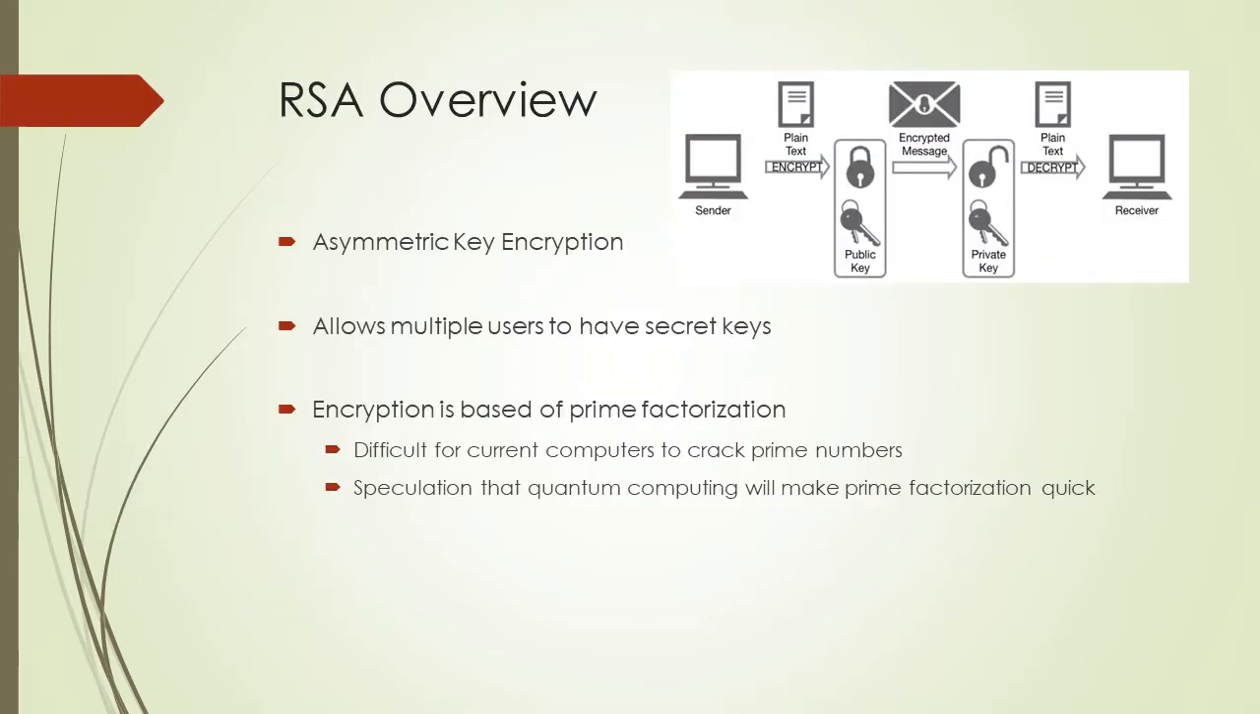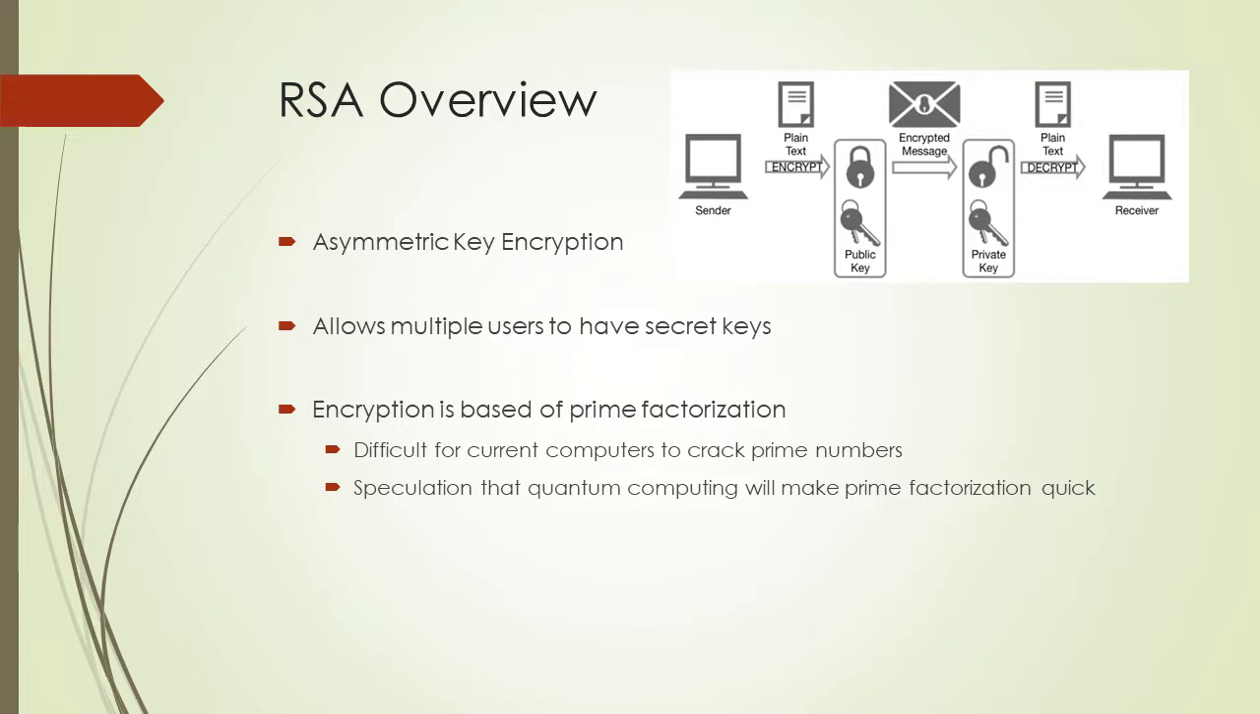First off is just a basic overview. RSA, as most of you will know, is an asymmetric key encryption, which means that the users will have separate public and private keys. Public keys are given out to let other users encrypt a message for the receiving user. The receiving user will use their private key to decrypt that message to be able to read what the original plaintext was.